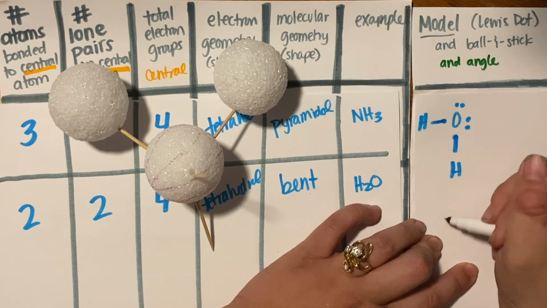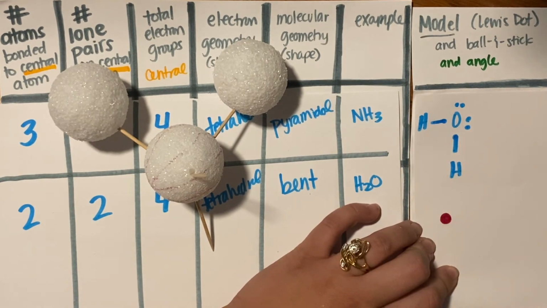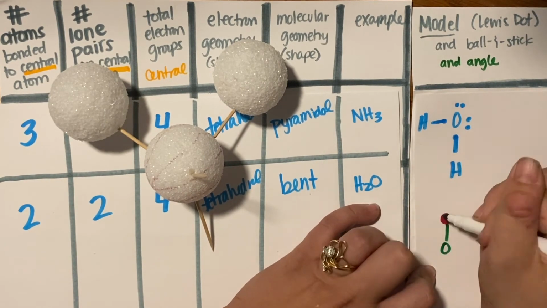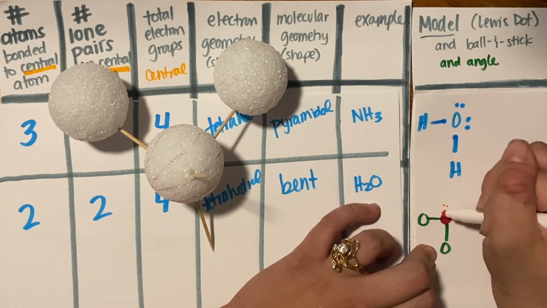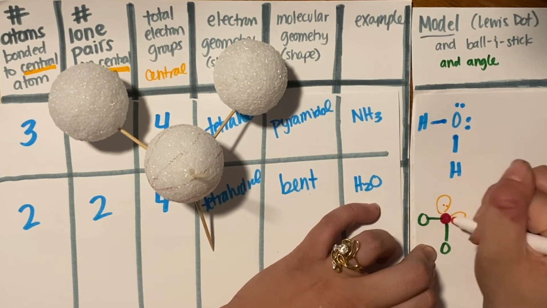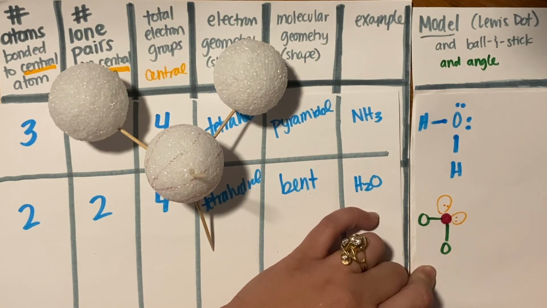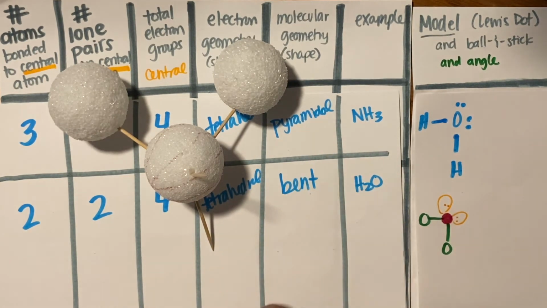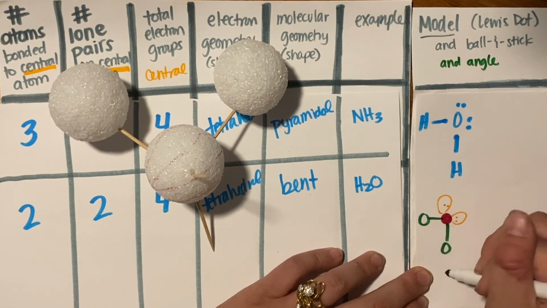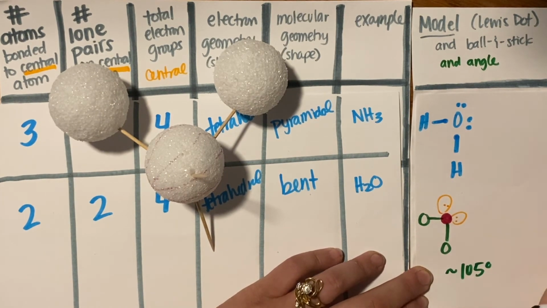If I was going to do ball and stick, central atom, 1 guy, 2 guy, and then you have 1 lone pair, 2 lone pairs, okay? Literally exactly like this, all right? And again, since there's 2 lone pairs, it kind of squishes those guys even closer together. Instead of 107, it's going to be about 105 degrees, okay?